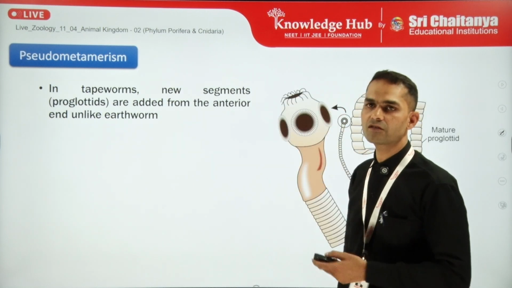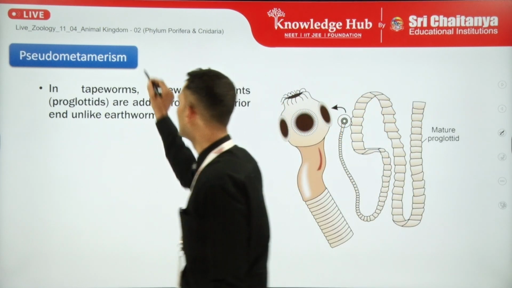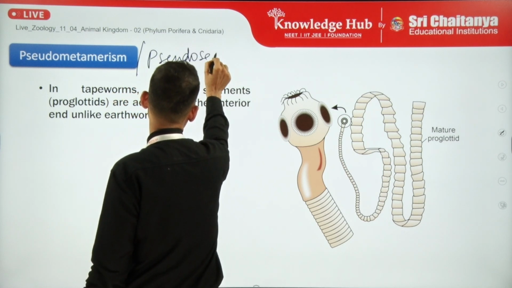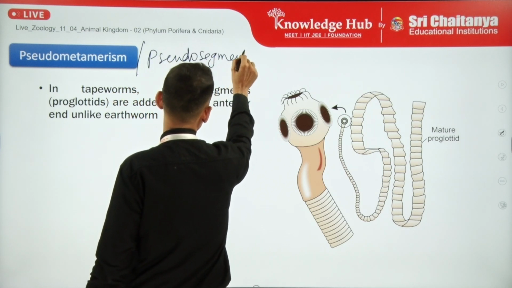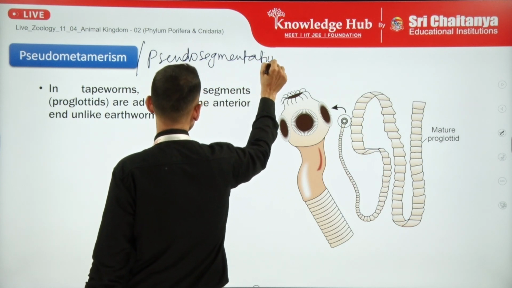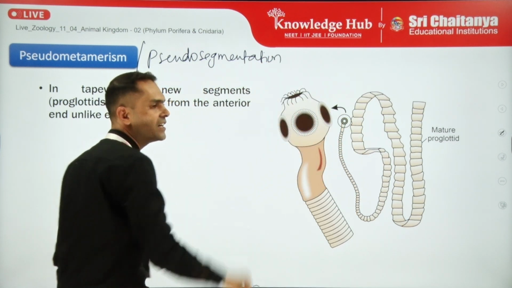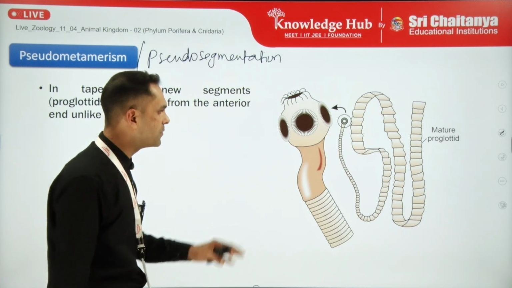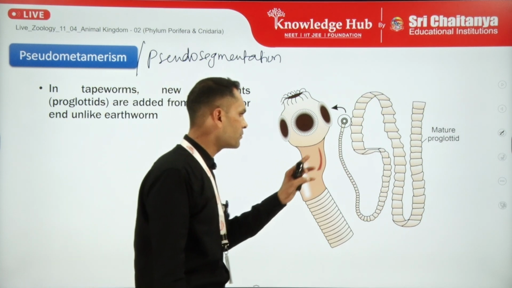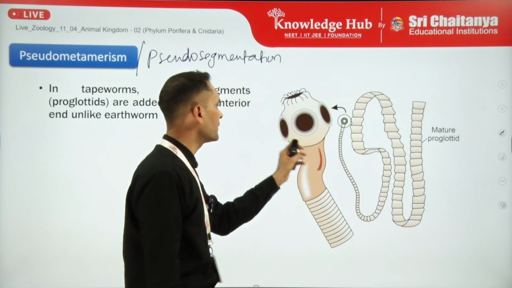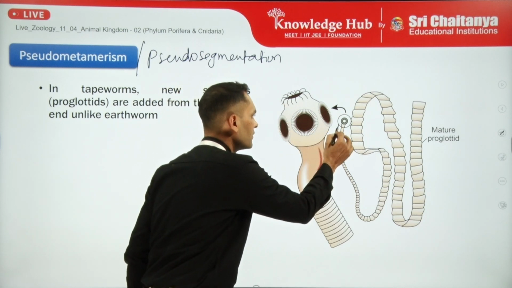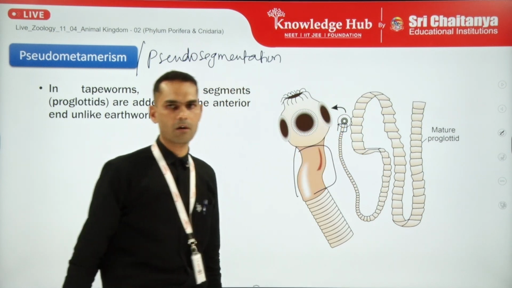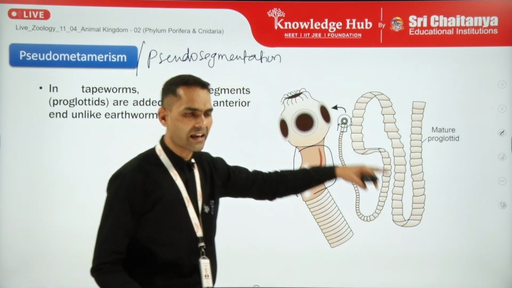Now what is pseudometamerism or pseudo-segmentation? Pseudo means false. So what is the meaning of pseudo-segmentation? As we can see in the diagram, this is the diagram of Taenia solium, a type of flatworm. Phylum Platyhelminthes it belongs to. So we can see the body: this is the head part, this small part is the neck part, and the rest of the body is called strobila, which is in the form of various segments.